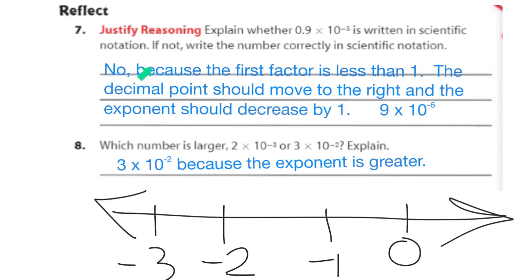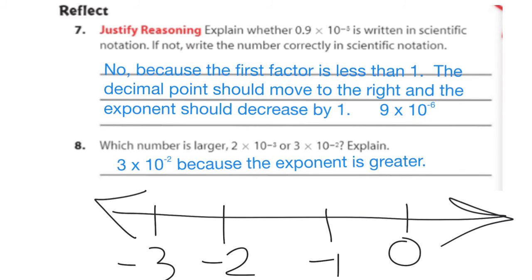The answer is no, because the first factor is less than 1. So this is less than 1. This decimal point had to move over one more space, had to move one more time to the right. So moving it one more time to the right would decrease this by 1. So it would turn into -6. So the answer is 9 times 10 to the -6.